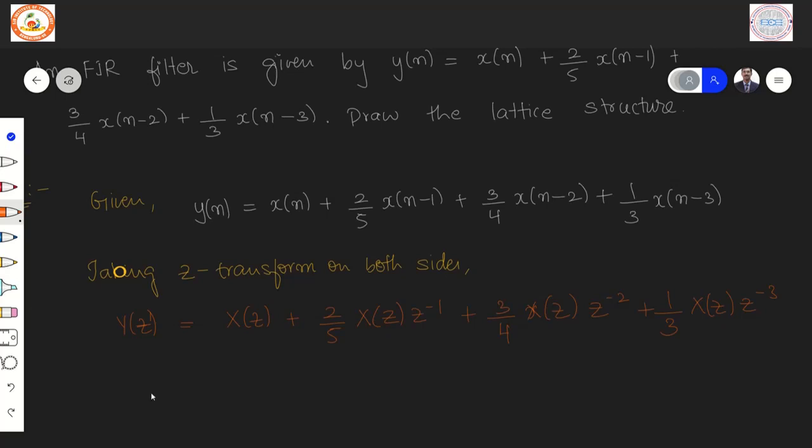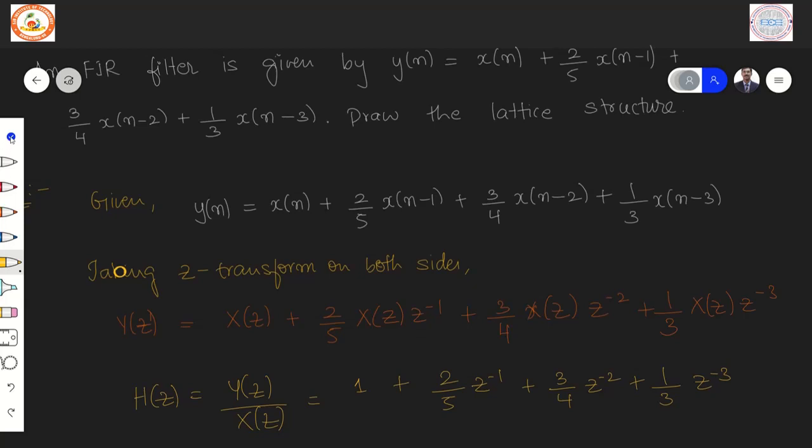Therefore, gathering the terms, we can obtain the ratio of y of z by x of z. Okay, so we take x of z common and bring it down here, and what remains here is 1 plus 2 by 5 z inverse plus 3 by 4 z power of minus 2 plus 1 by 3 z power of minus 3. Okay, this is the system function.